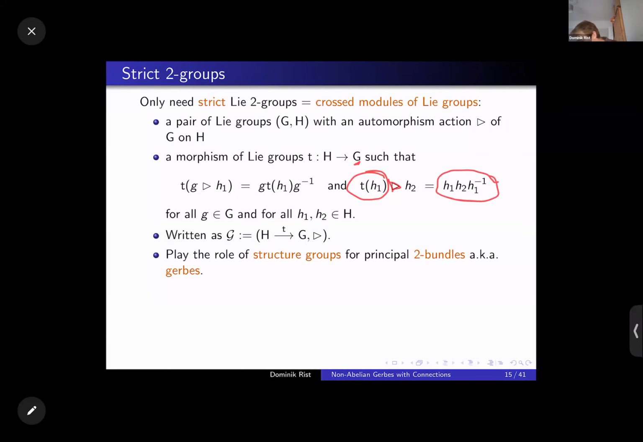Okay, some examples are needed. First of all, the B1 case, right? So we recall the BG that was just G double arrow single object, right? So that was the group G viewed as a one object groupoid.